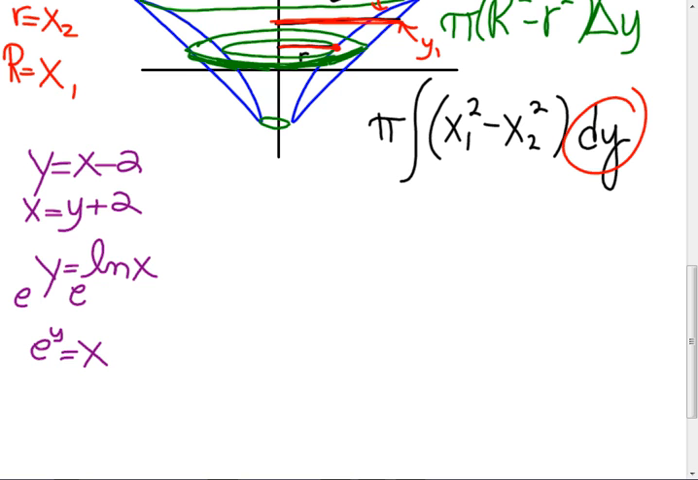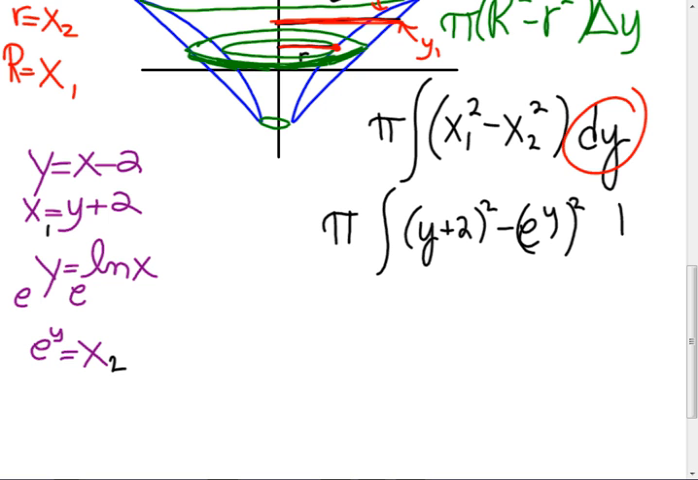So it's pi, x1, which was x1. X1 was the line, right? That's x1. This is x2. So it's y plus 2 squared minus e to the y squared dy.